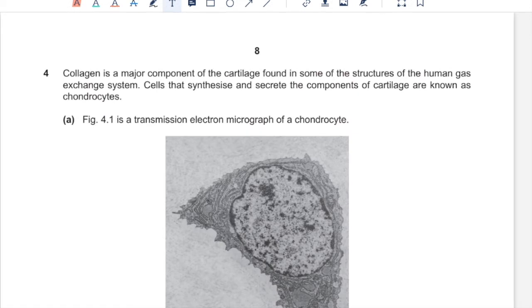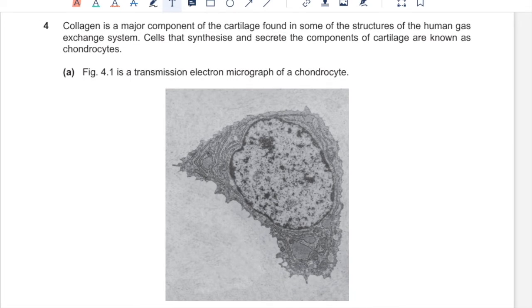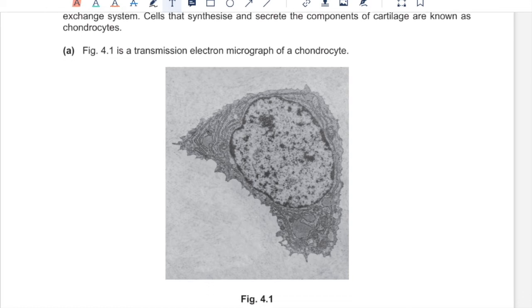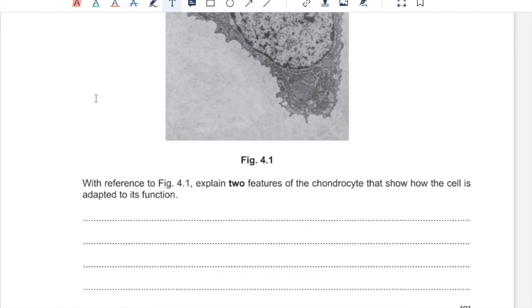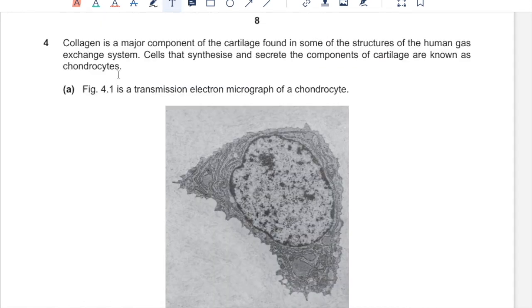4. Collagen is a major component of the cartilage found in some of the structures of the human gas exchange system. Cells that synthesize and secrete the components of cartilage are shown as chondrocytes. Figure 4.1 is a transmission electron micrograph of a chondrocyte. With reference to figure 4.1, explain two features of the chondrocyte that show how the cell is adapted to its function. And so its function is mentioned in the question as synthesis of collagen.